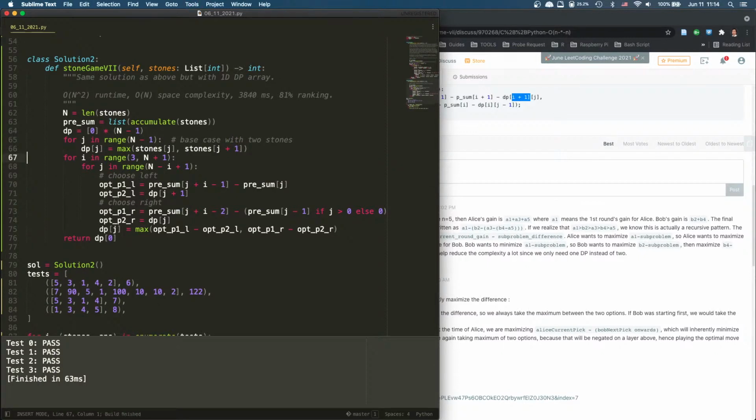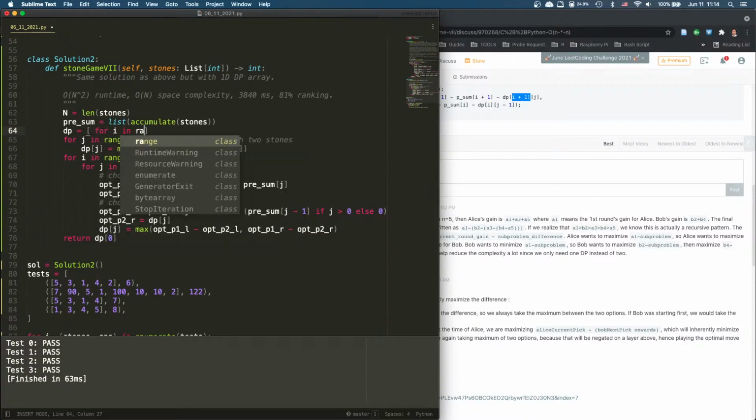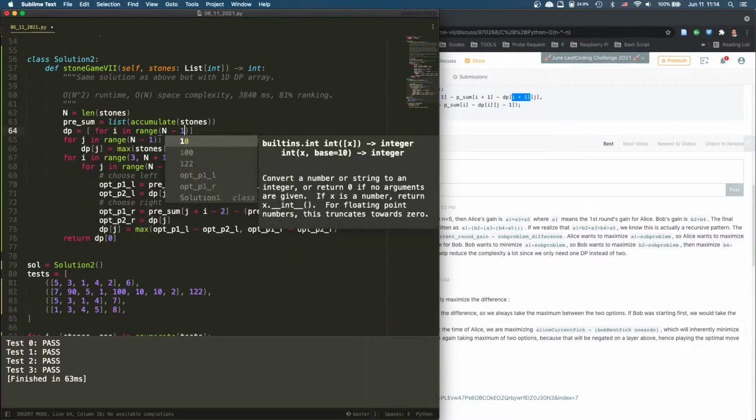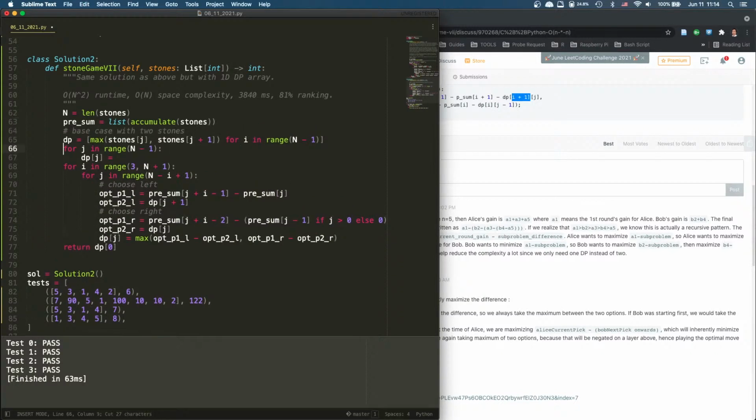I think this one should stay as pass, which we can even simplify here. stones[j+1], so what we can do is this, dp is going to be this, for i in range n minus 1, and when you say max of this for it. So this is going to say the base case is 2, so we don't even need this.